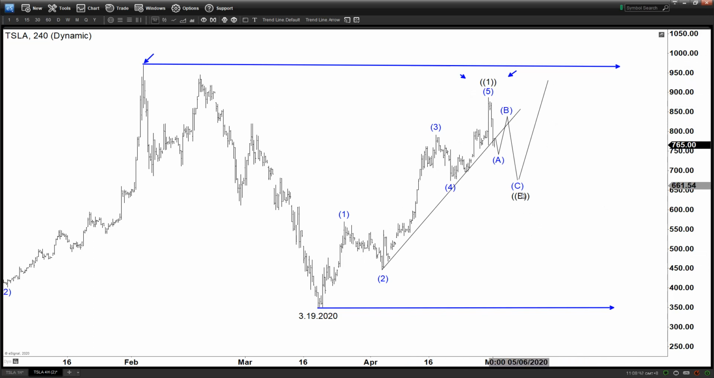Now the pullback is really the key. It could be a zigzag, it could be a double zigzag. The degree of the correction can always adjust and so on. But as long as we stay above the March 19 low, we could potentially see another leg higher and make another all-time high here.